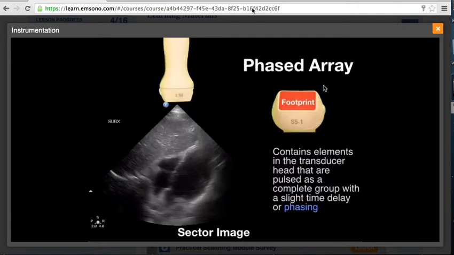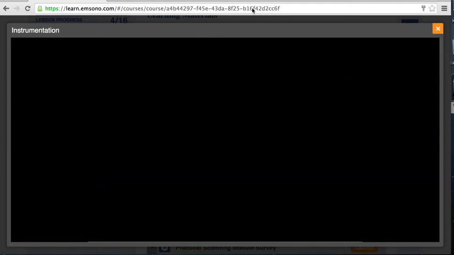This is an example here of a phased array transducer. These contain elements in the transducer head that are pulsed as a complete group with a slight timing delay or phasing. So you can see that there is a very narrow apex here, but this produces a very wide sector image here. These transducers are primarily used for cardiac scanning, and these have frequency ranges for adults usually within the 1 to 5 megahertz range. This concludes the instrumentation lecture.